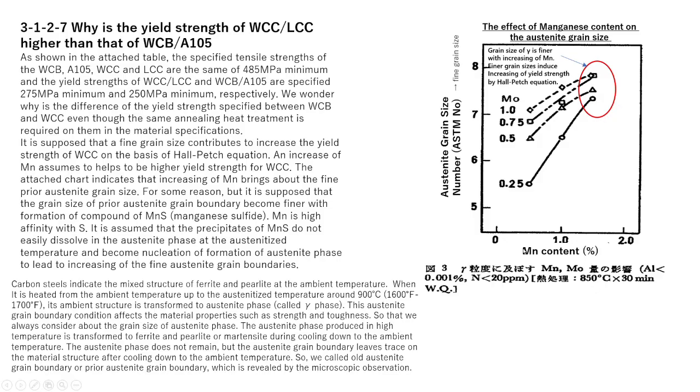With manganese content around 1.5%, the indicated grain size is ASTM number 7 to 8, which indicates a smaller grain size. So the grain size of gamma, meaning austenite, is finer with increasing manganese. Finer grain size induces an increase of yield strength by the Hall-Petch equation.